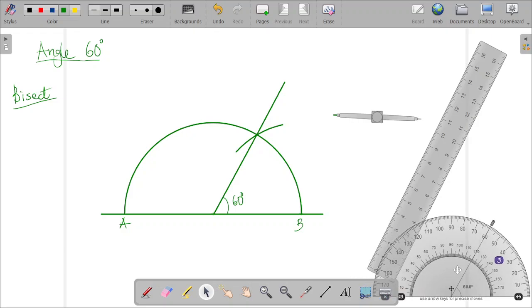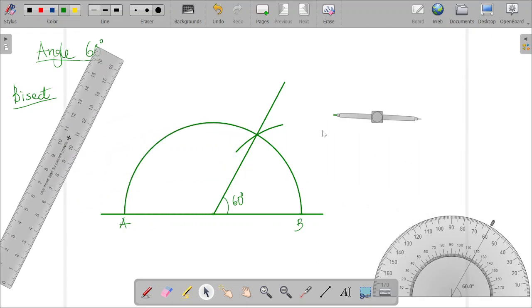Now how do I bisect an angle? For us to bisect an angle, you have to place your compass point like this. Let's call this point C. I'm going to use point B and point C because they are the points that make the angle 60. So I'm going to use point B and C to bisect. You have to place your compass point on point B, just like so.